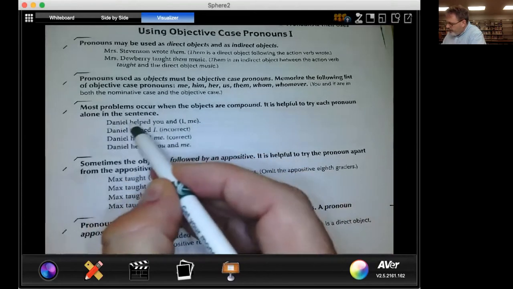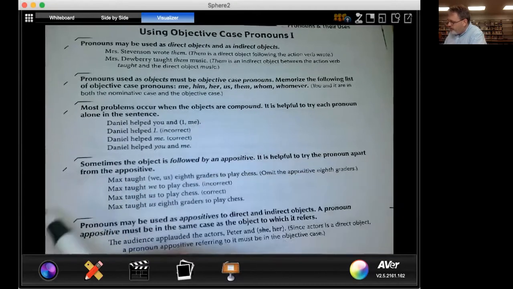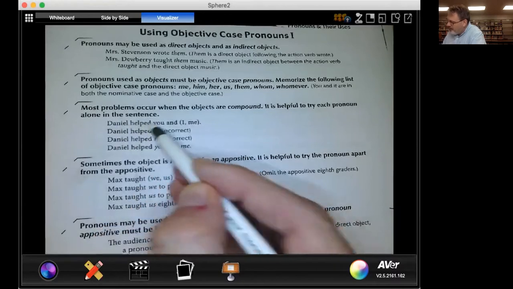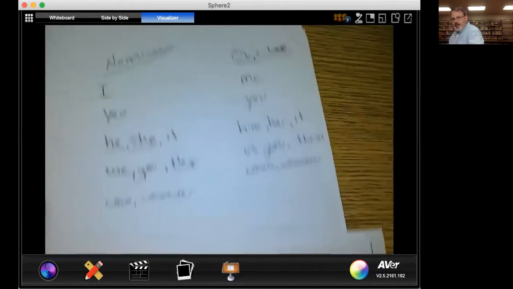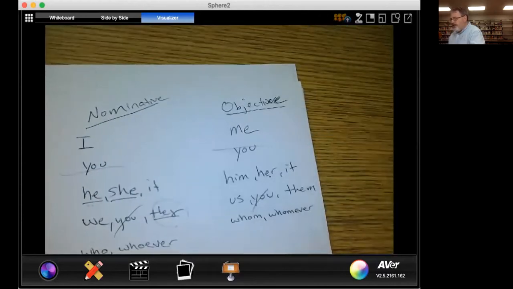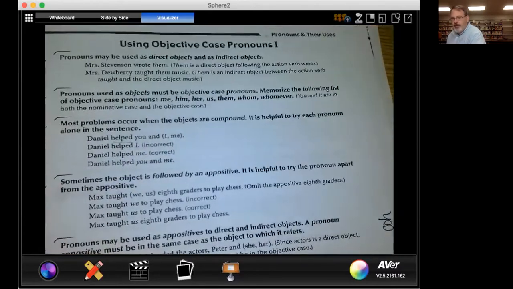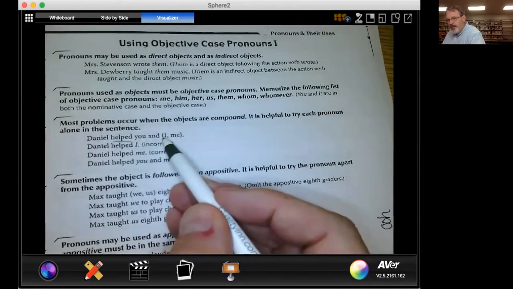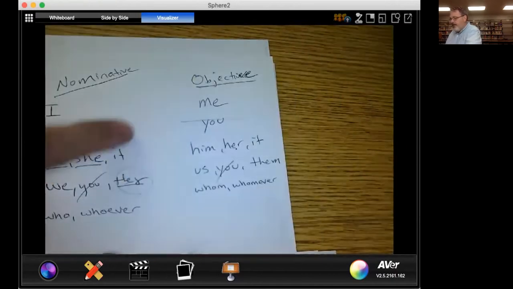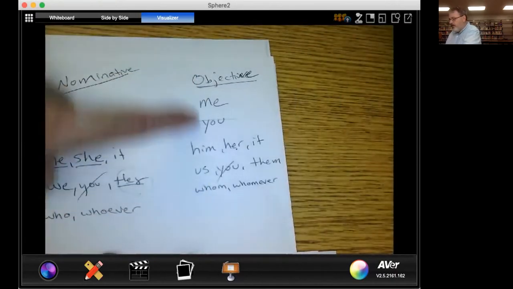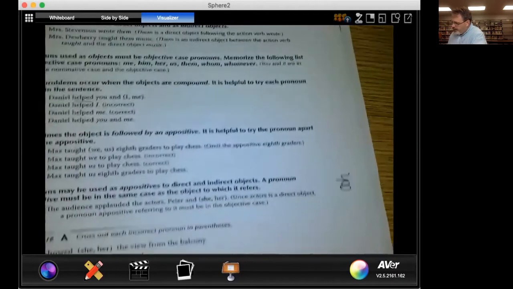They're wanting you to check Daniel helped you, and then check Daniel helped me, and see which one. I'm sorry. They wanted you to check Daniel helped I, Daniel helped me, and see which one makes sense to you. But we know because this list tells us which are objective case. So if the verb is an action verb, helped is clearly an action verb, then we know what follows is not a predicate nominative. That would be a nominative case word. What follows is a direct object, or perhaps an indirect object, but those are objective case pronouns.